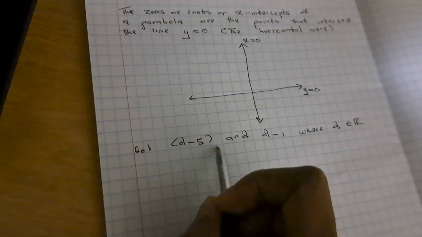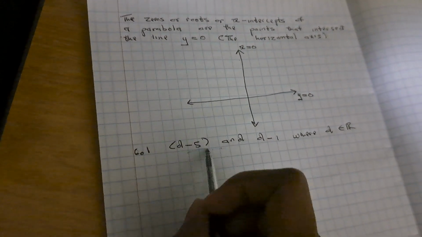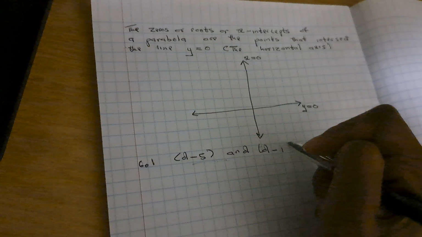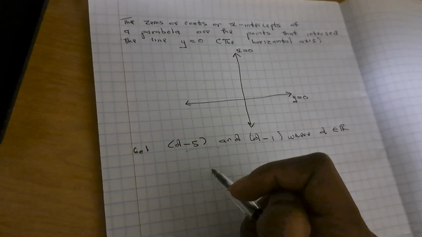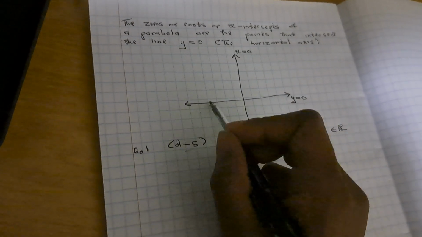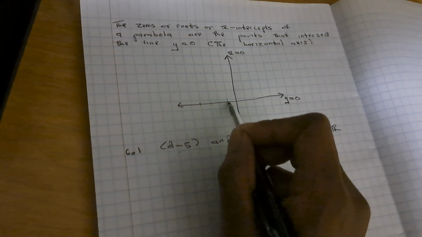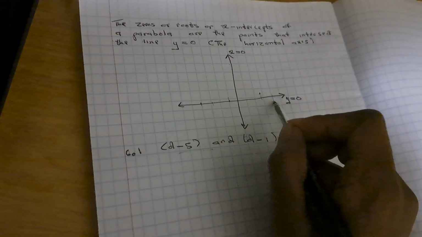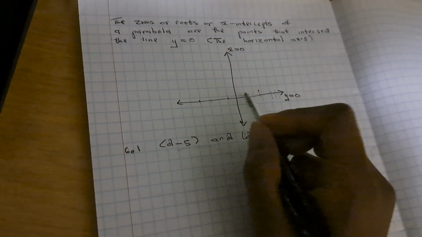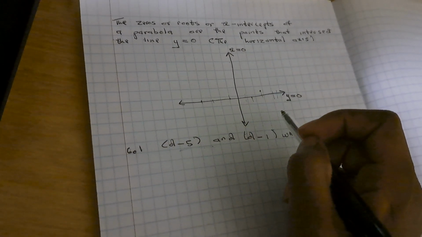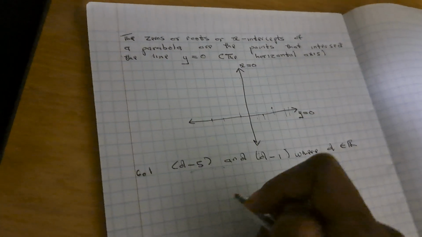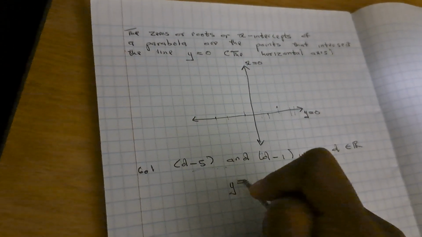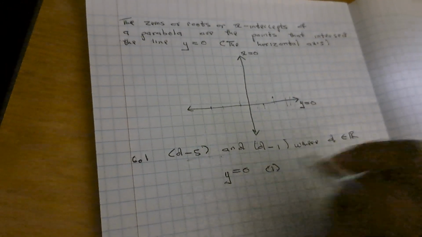So what you're given here are the roots. You're given the roots, or the x-intercepts, of a parabola, which are the points right here on the x-axis. The x-axis is also equal to the line y is equal to 0. So the equation of the x-axis is y is equal to 0. This is equation 1.